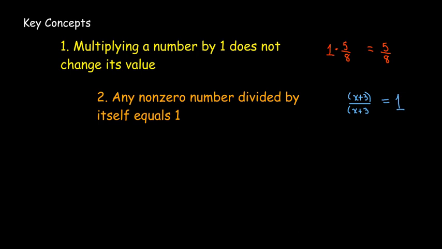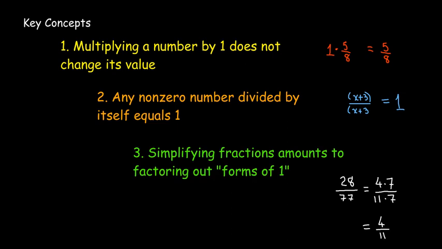So let me go ahead and fix this because I forgot my close parentheses. So x plus 3 over itself is a form of 1. And then simplifying fractions really is factoring out forms of 1. Nothing gets crossed out, right? The 7 over the 7 is actually 1. So really what I should be writing here is, I could remind myself and over the 7 over 7 put in a 1, a number 1.